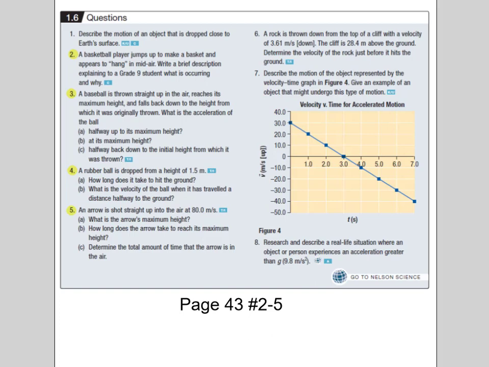Okay, so on page 43, numbers 2 through 5, if you could give those a try, that would be awesome.